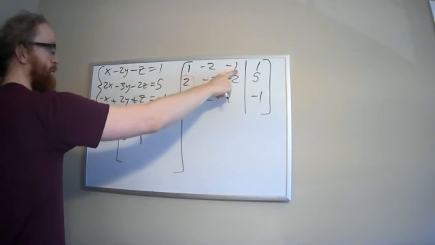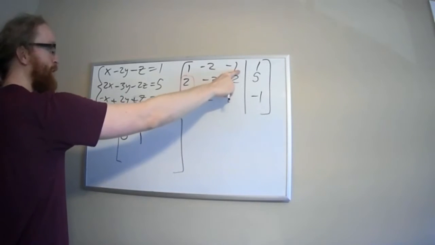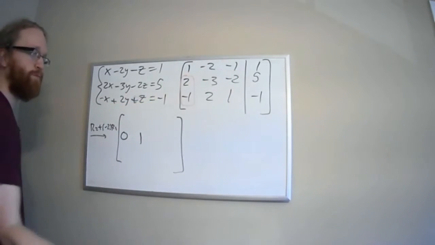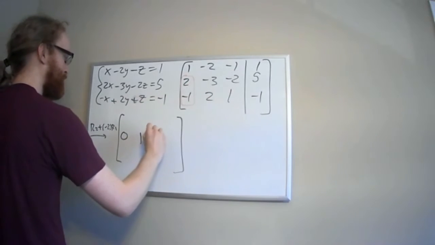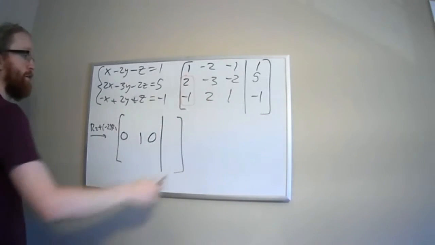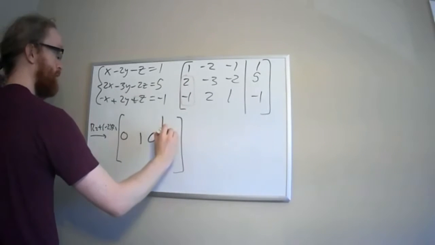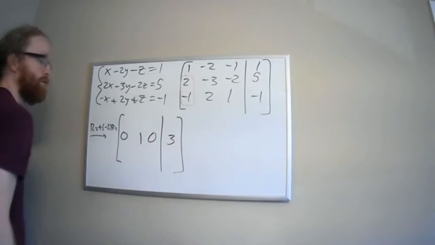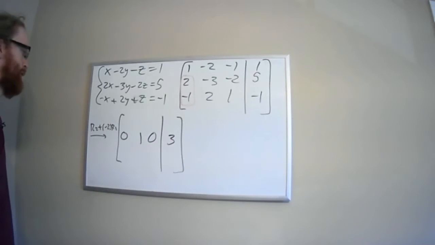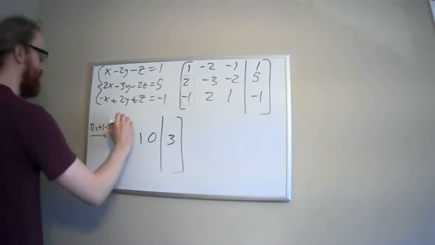Negative 2 plus negative 1 times negative 2, so negative 1 times negative 2 is positive 2. So negative 2 plus 2 is 0. That's my bar. And then it'll be 5 plus negative 2, which is 3. Okay. So here's my new second row, and then I haven't changed anything else.